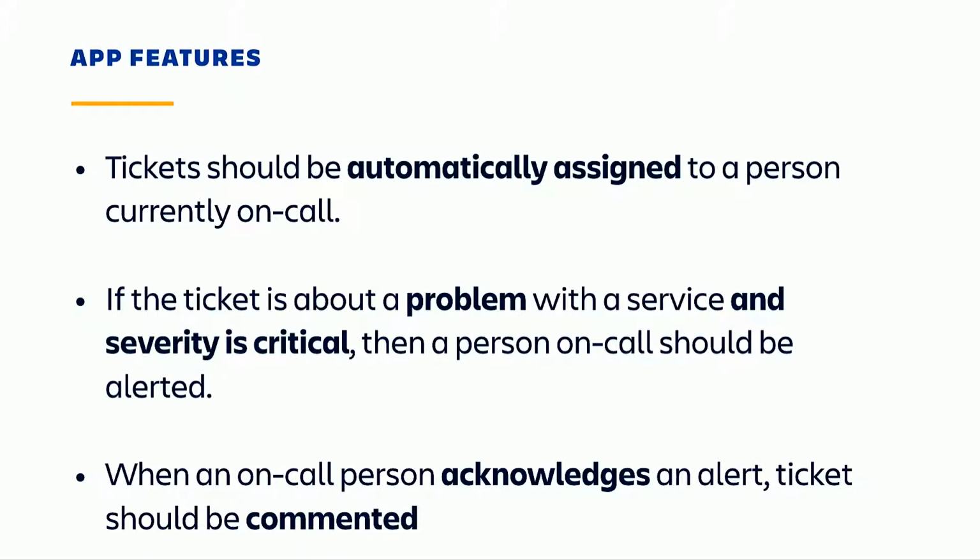To summarize, the application I'll be showing today will have the following 3 features. First, it will automatically assign all newly created tickets to a person that is currently on call. And then if the ticket is about a problem with a service and its severity is critical, which means Atlassian customers are impacted, the person on call should be alerted. And when the on-call person acknowledges the alert, tickets should be commented with the information that somebody is working on it and who that is.